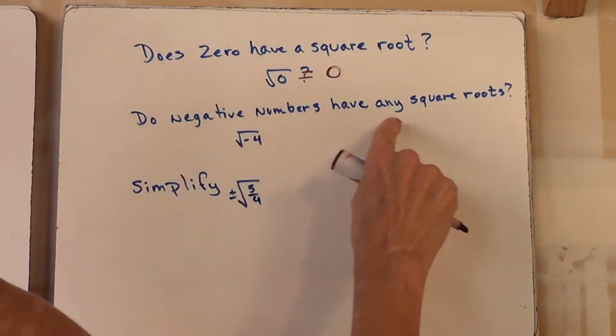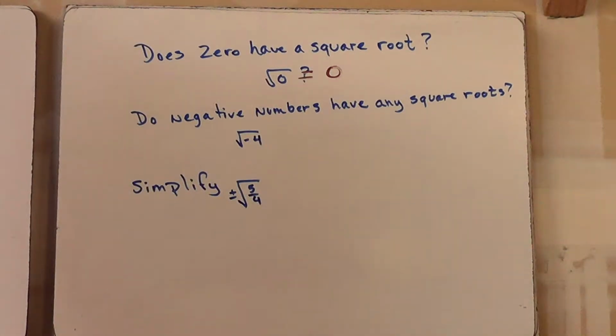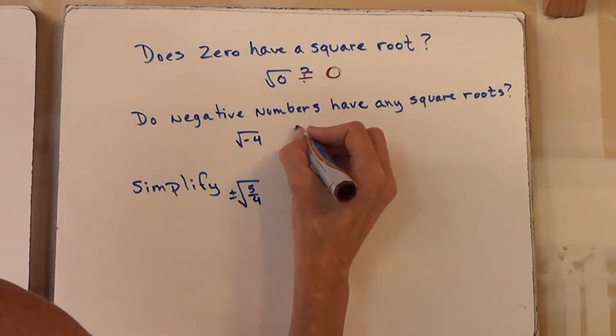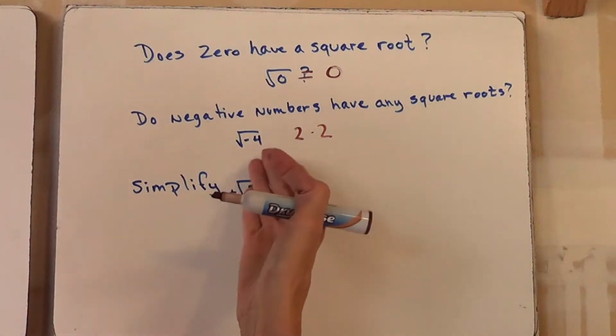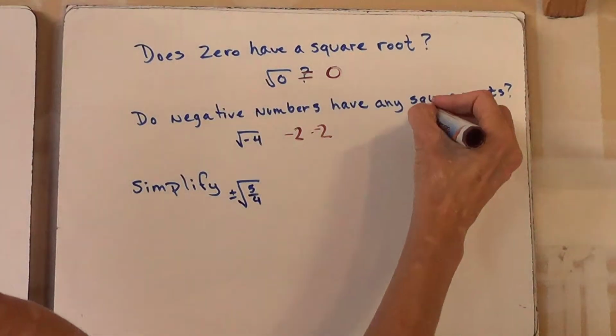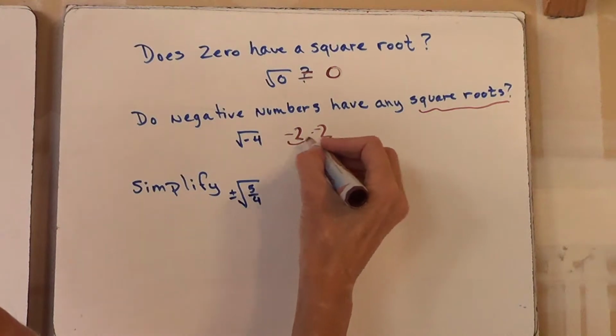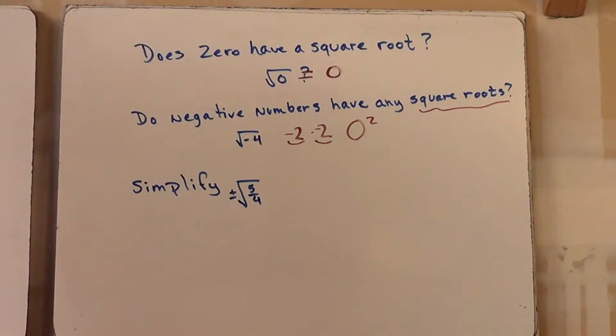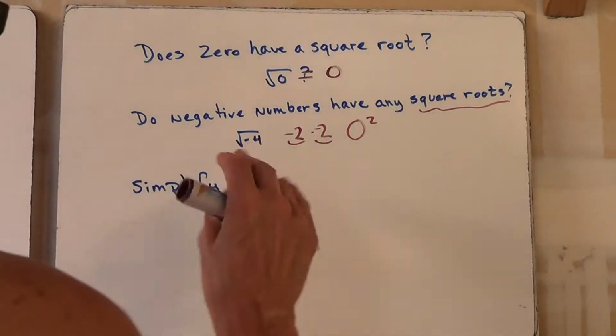Okay, do negative numbers have any square roots? Can you get 2 times 2 to equal that? Or negative 2 times negative 2 to equal that? They can't have square roots because these need to be identical in order to be squared, and we've got a negative there. There is a way around that in Algebra 2, but for right now, just remember, it's going to be no real solutions if you end up with that.